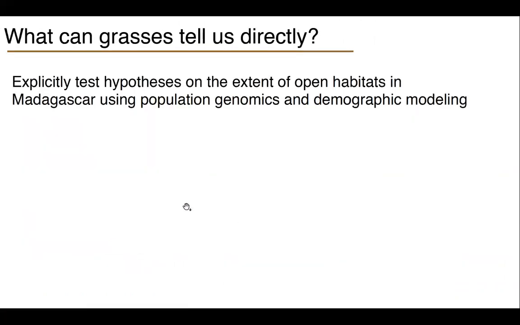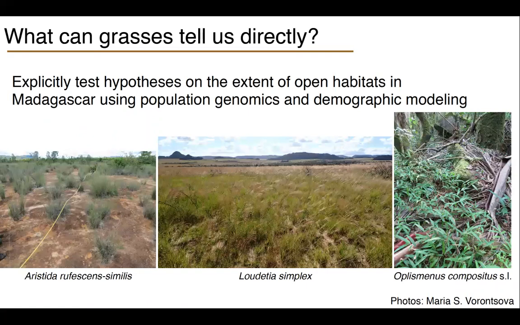And my background is initially in plants, so my intuition is to ask, well, let's have the grasses tell their own story. Can we gain something about grassland extent using these population genomic methods? And so far, we are focusing on a couple of open habitat species, C4 grasses, Aristida, Ludetia, and we're also looking at a shade-restricted understory grass, Aplis manus.